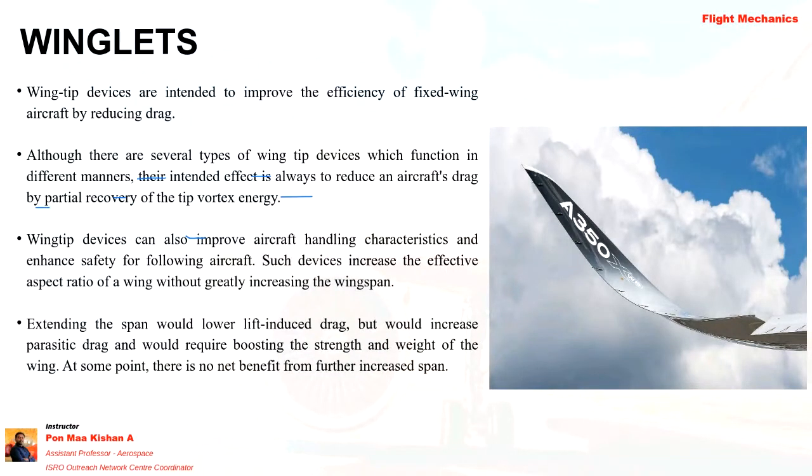So if you see the overall span length of the aircraft, the wingspan, that is the aspect ratio. When the span is changed, the aspect ratio will also change correspondingly, right? So increasing the wingspan increases the aspect ratio. Okay, so extending the span would lower the induced drag.